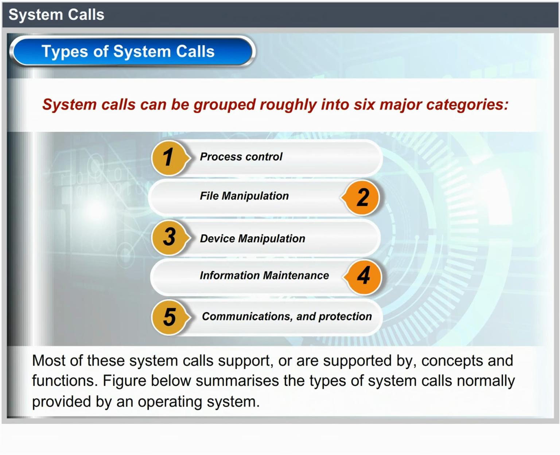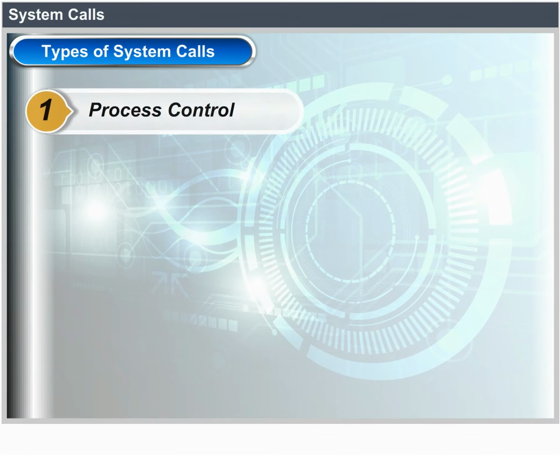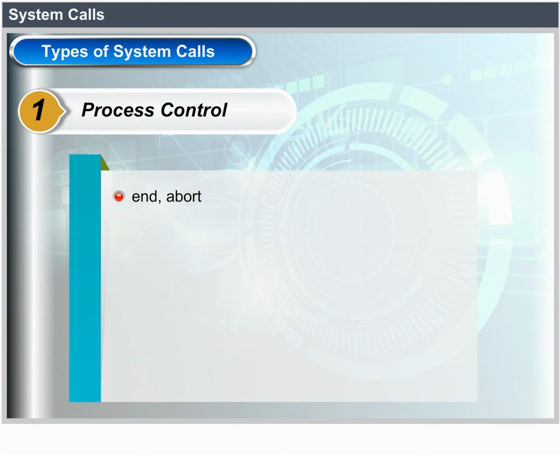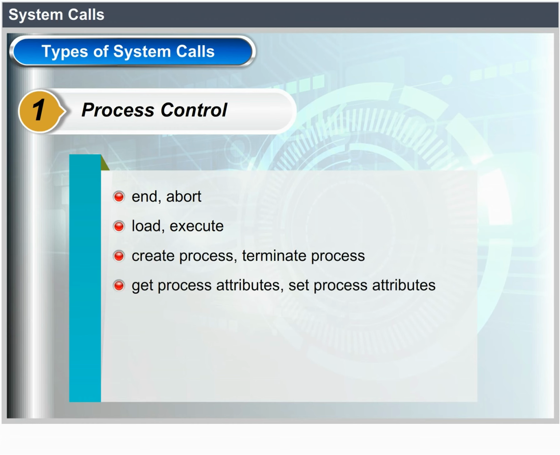Process control: end, abort, load, execute, create process, terminate process, get process attributes, set process attributes, wait for time, wait event, signal event, allocate and free memory.